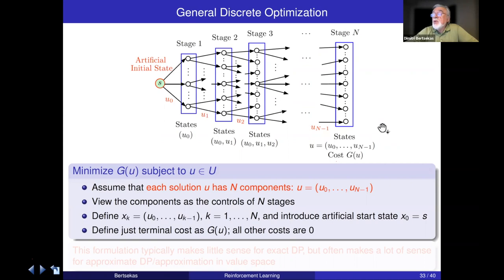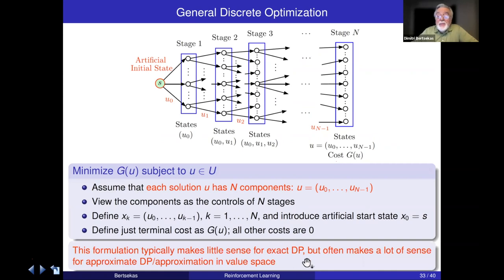Well, then it's an exponential growth of the number of states. As I go forward, I add one more component, it's an exponential growth. The look ahead tree, the tree corresponding to the problem grows very, very quickly. And this method is not recommended as an exact dynamic programming method, except in very, very special cases. However, this formulation makes a lot of sense for approximate dynamic programming and the method of approximation in value space that I'm going to discuss next, and the reinforcement learning methods in general.